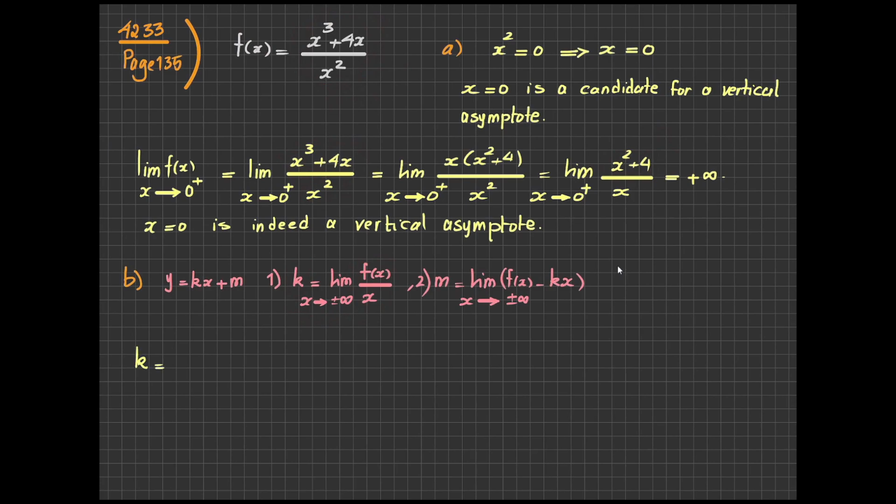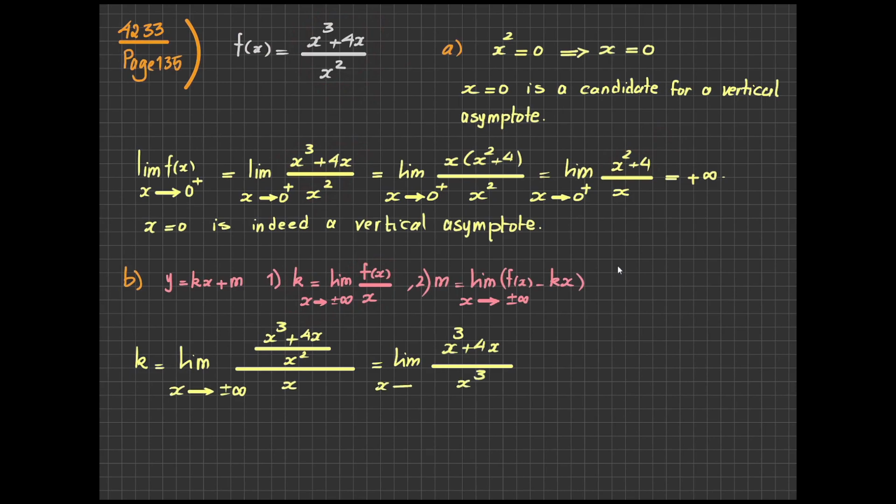So k is equal to the limit as x goes to plus or minus infinity of your function, x to the power of 3 plus 4x, divided by x squared, and then divided by x. But this is very simple because when I divide these two, it becomes x to the power of 3 plus 4x over x cubed, as x goes to plus or minus infinity.